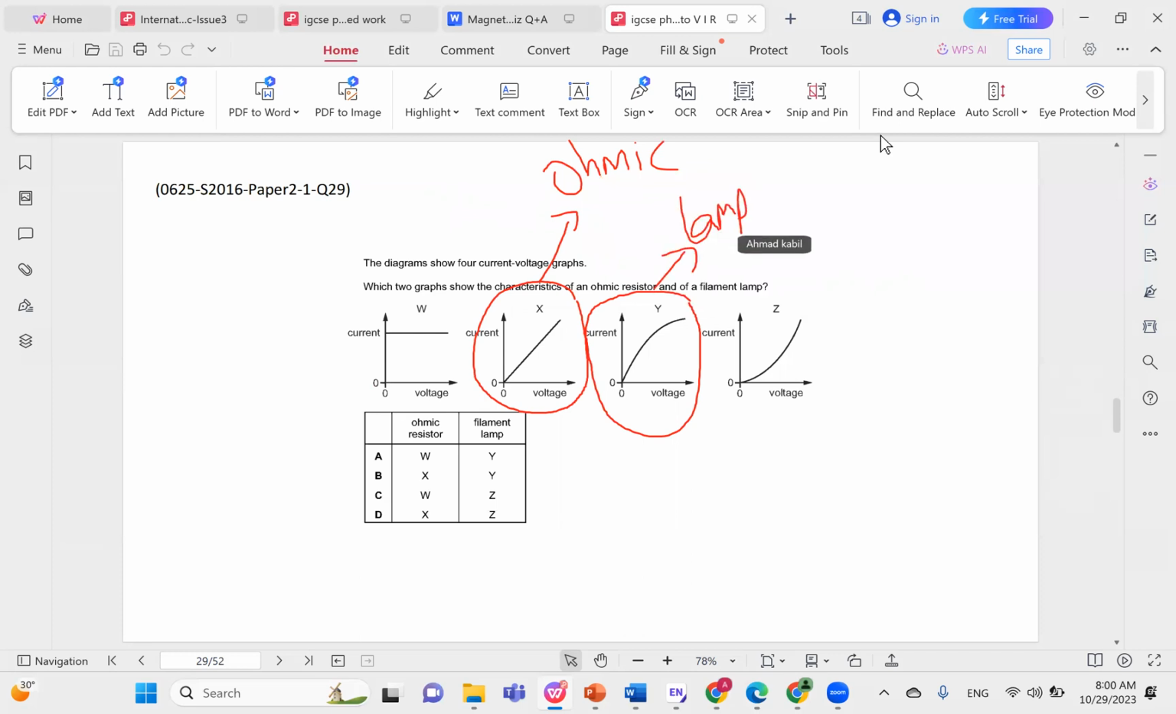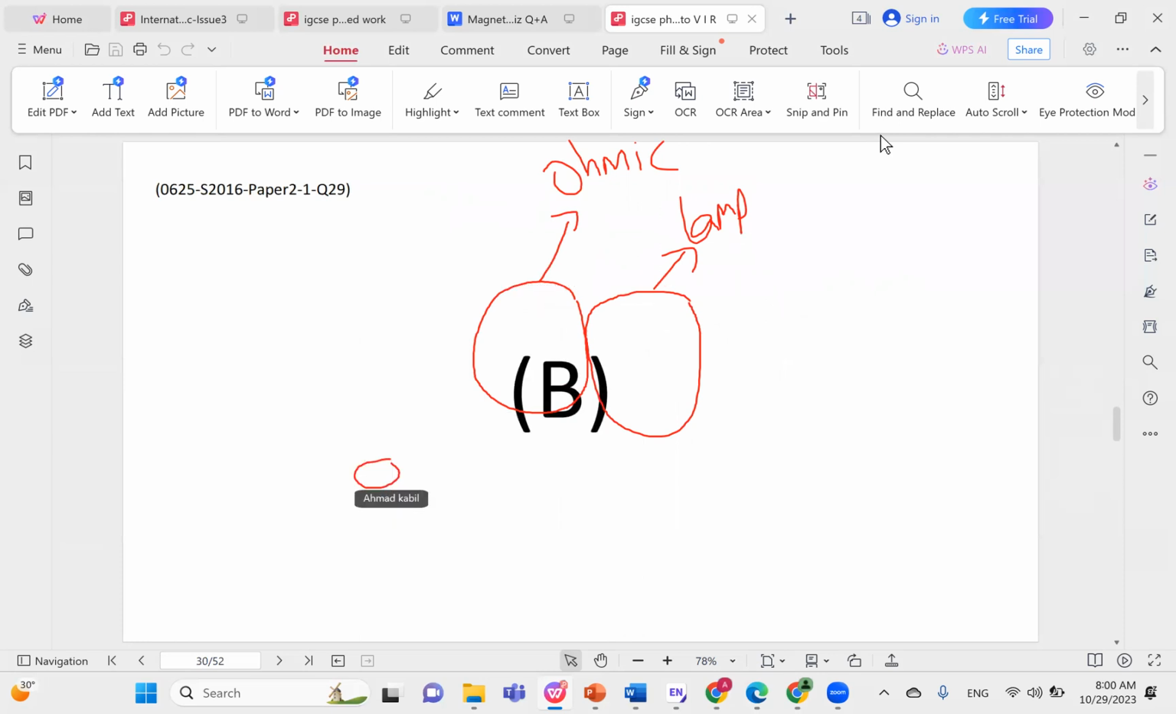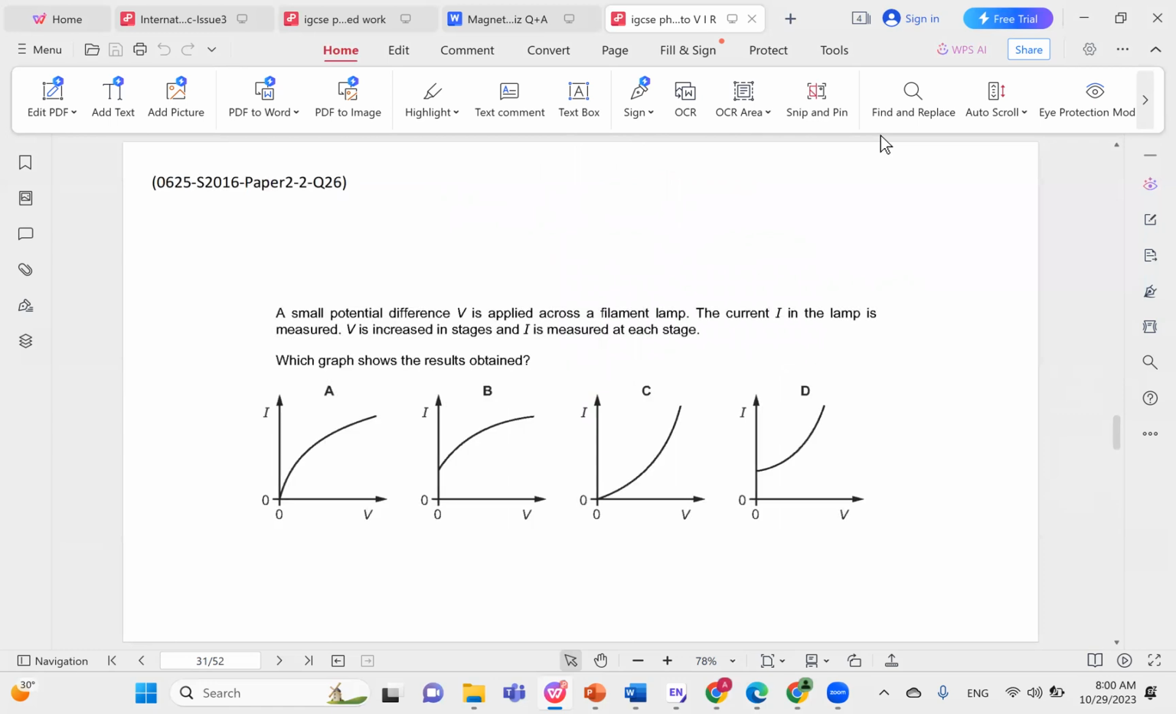And the correct answers here would be X and Y. So B is your correct choice. A small potential difference V is applied across a filament lamp. Remember, a filament lamp is similar to the graph of terminal velocity. So the current is measured, V is increased, and I is measured at each stage. Which graph shows the results obtained? So we already know that it's not C and D, but is it A or is it B?